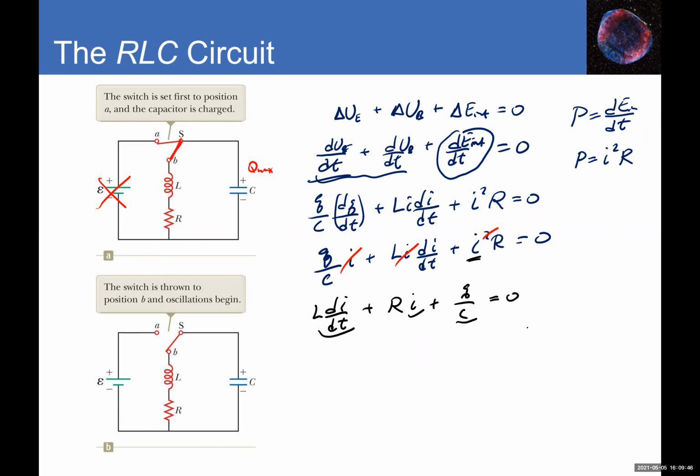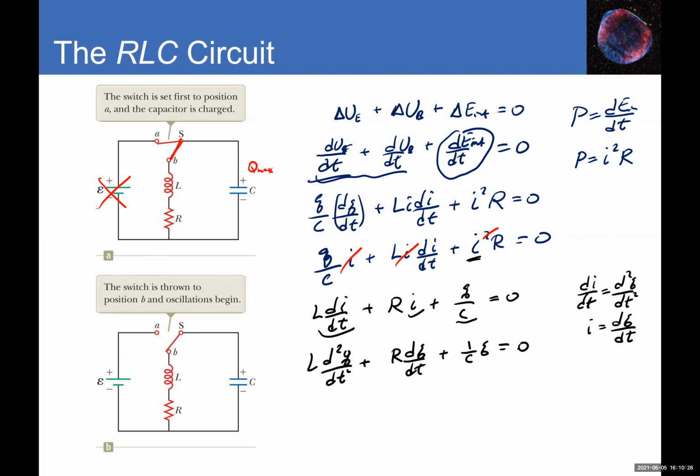But what I want to do here is look at the equation for the charge, because I can always take the equation for the charge and take the derivative of that to get the current. That means I'm going to replace di/dt with d squared q/dt squared, and I with dq/dt. So rearranging this: L d squared q/dt squared plus R times dq/dt, plus q, or you can think of it as 1 over C times q, equals 0.